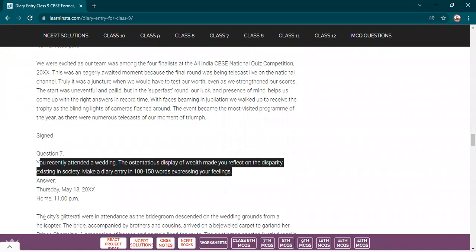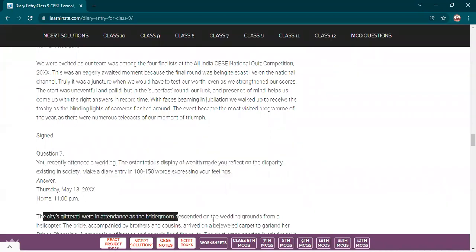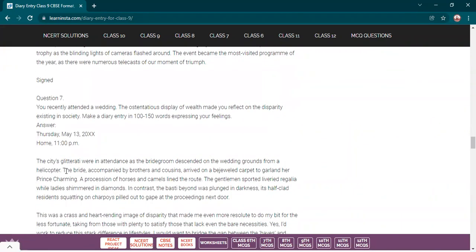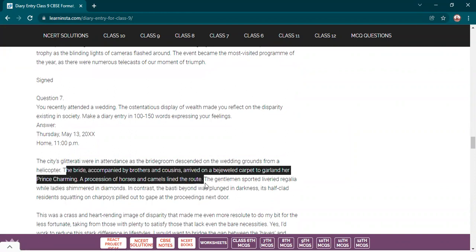The city's glitterati were in attendance, meaning everybody was there from the rich masses. The bridegroom descended on the wedding grounds from a helicopter, and the bride, accompanied by brothers and cousins, arrived on a bejeweled carpet to garland her prince charming. She came on a carpet just to put the garland on prince charming. A procession of horses and camels lined. This was overdone; you can add your own details as well. So gentlemen sported, so this is reality.